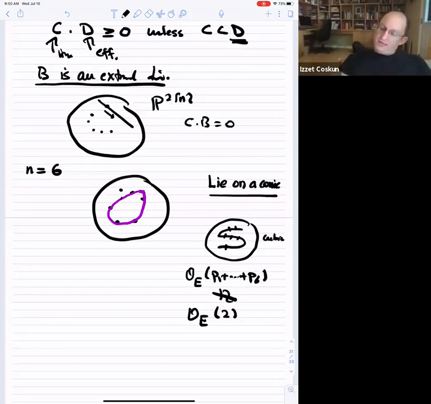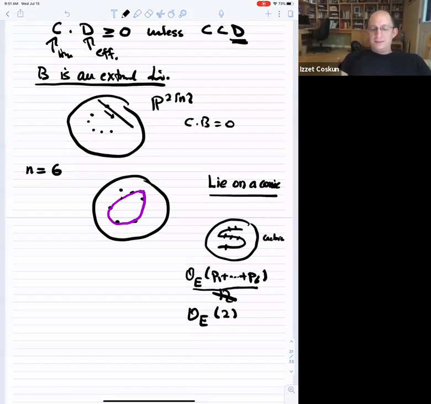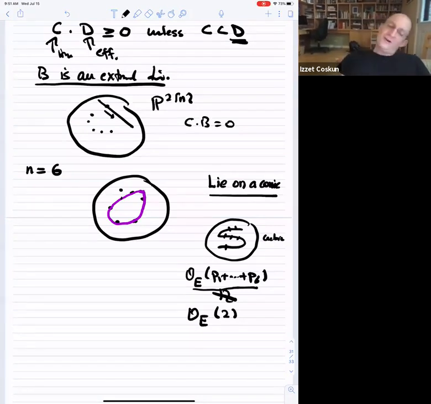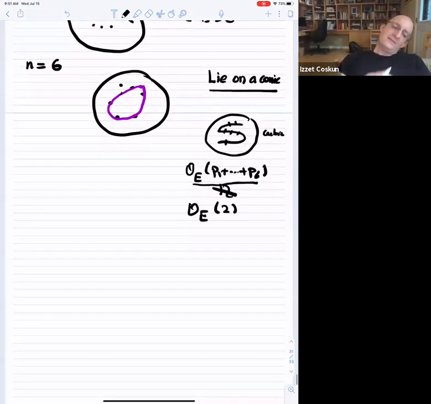Now, if I do this, and I vary these points within that linear system, these points never lie on the conic. And this is a general set of points. So you see that this is a more special configuration, okay? So this tells you the effective cone when you have 6 points.